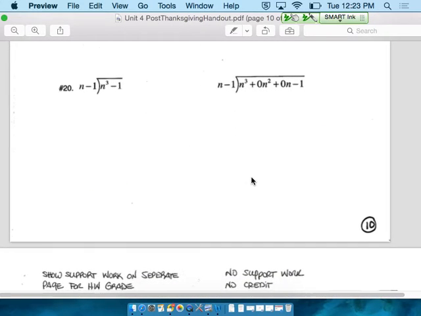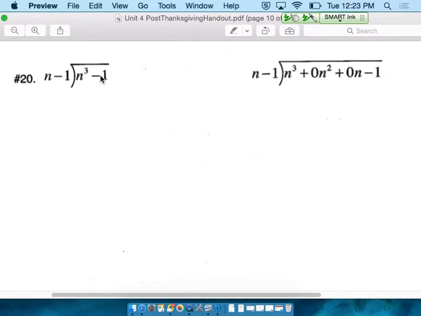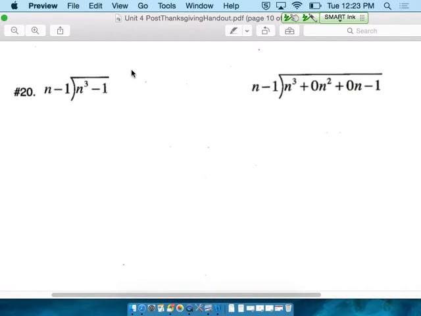Okay, let's look at number 20. In number 20, I went ahead and just set this up as a long division problem. So I've got my divisor of n minus 1, and then my dividend of n cubed minus 1. I've gone ahead and turned this into long division, and I'll use this example just to show you a method for handling this whenever you're missing powers along the way in a dividend.